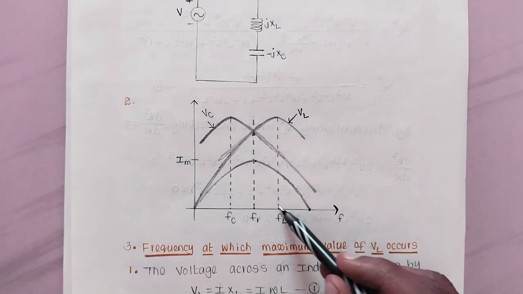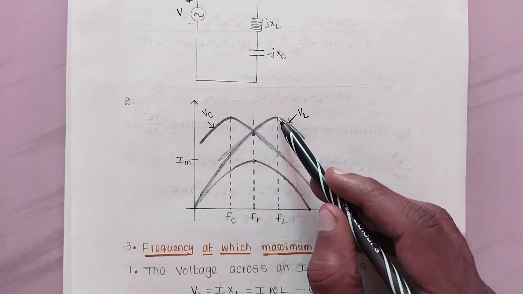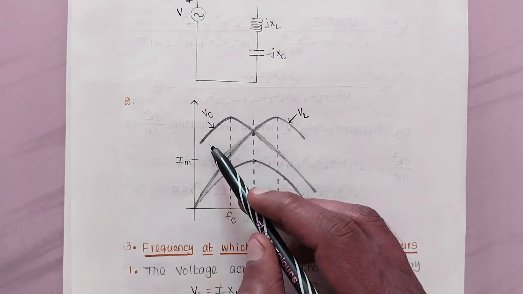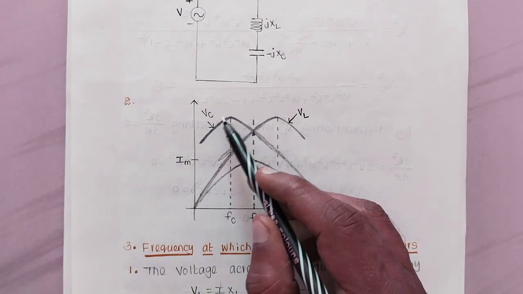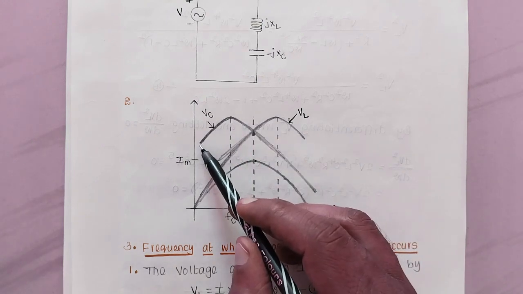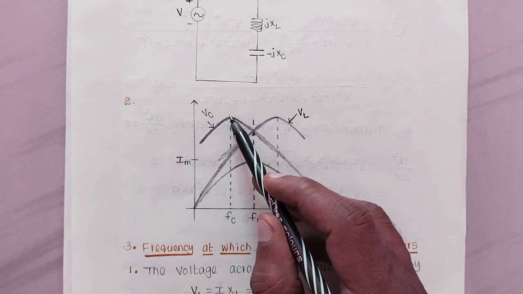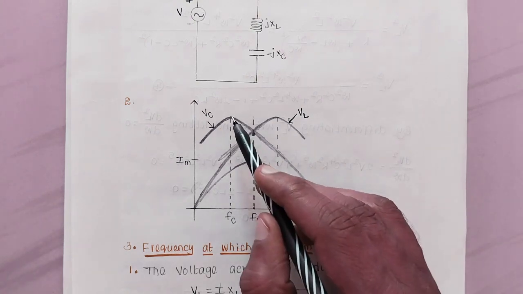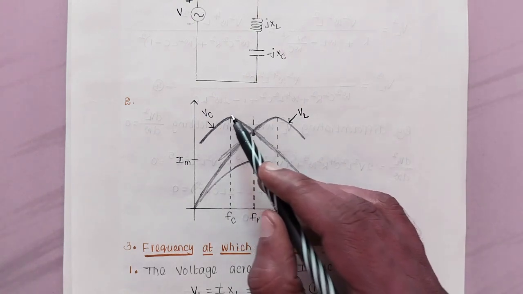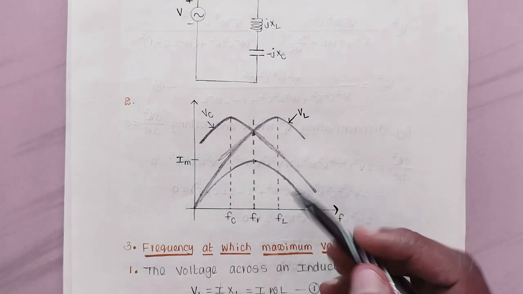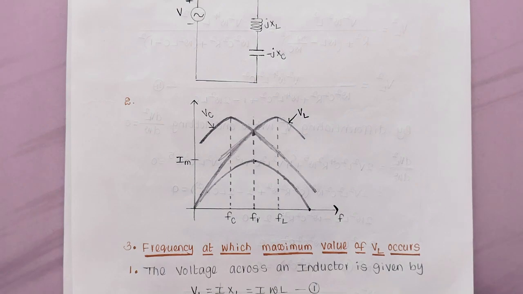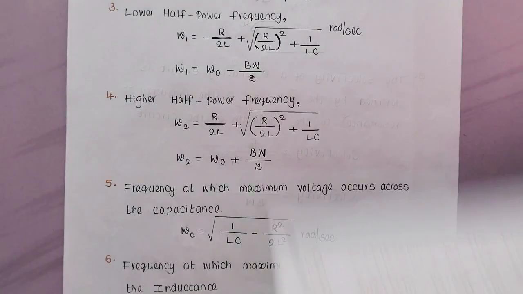At which frequency is the voltage across the inductor maximum? That is FL. Similarly, if you observe the voltage across the capacitor waveform, it increases to a maximum value and then decreases. At which frequency is the voltage across the capacitor maximum? That frequency is Fc. So here we have to get mathematical expressions for these two frequencies, FL and Fc.